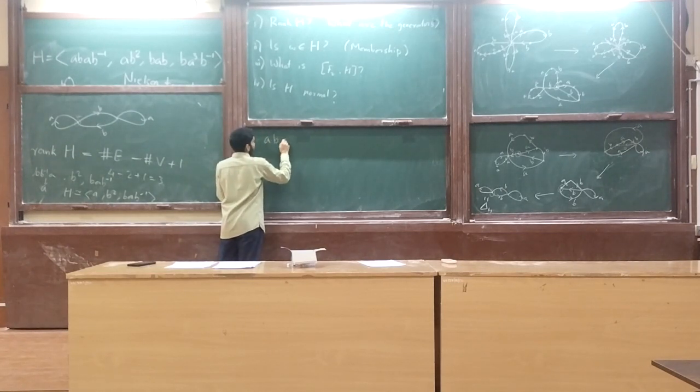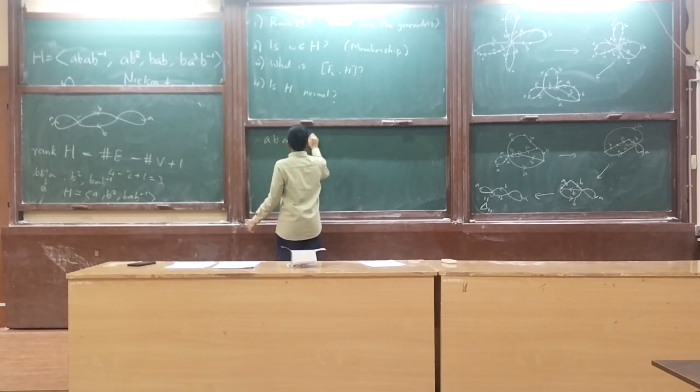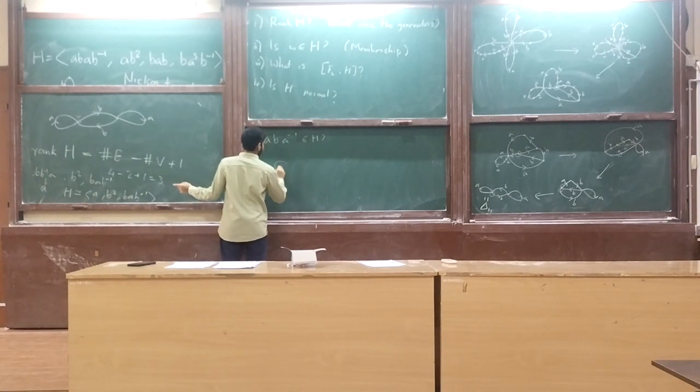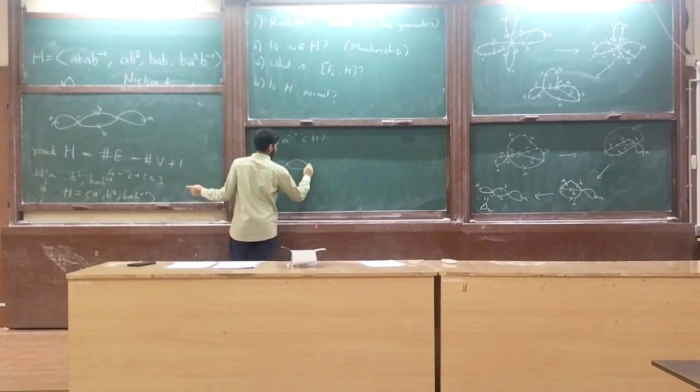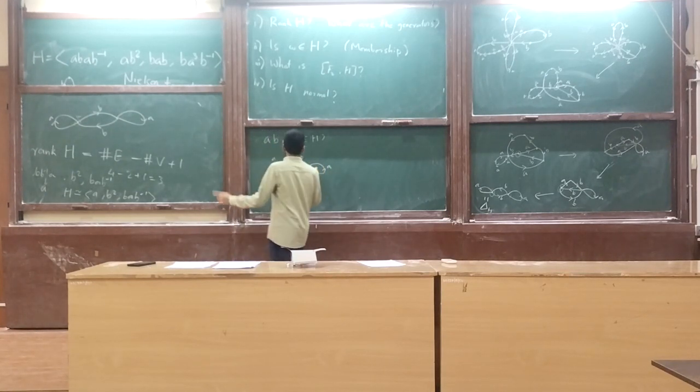ABA inverse. Okay, fine. I want to check, is ABA inverse in this H or not? Does this belong to H? So what I do is I have this delta H, right? With A, A, and then B and B, right? I have this delta H.